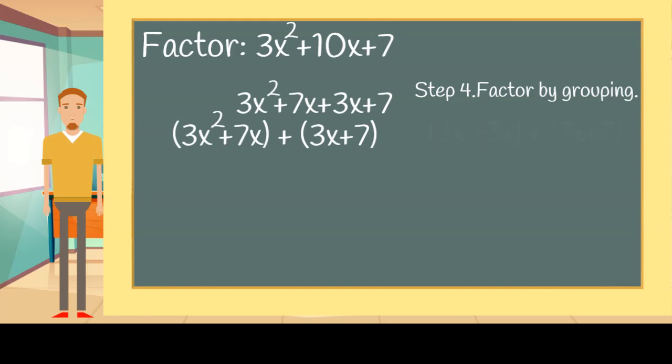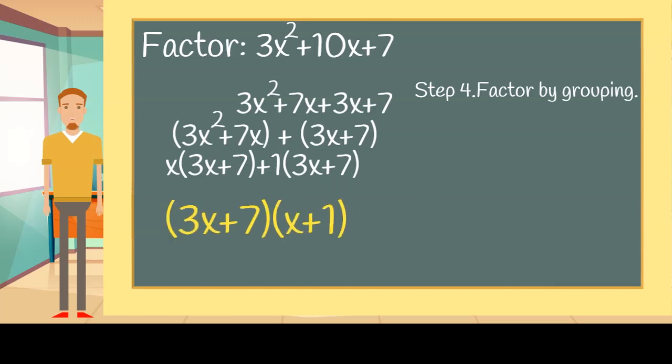If you selected 3x squared plus 7x, as the first group, and 3x plus 7 as the second group, the GCF of the first group is x, for the second group the GCF is 1. The common binomial factor is 3x plus 7. Factoring it out, will result to 3x plus 7, times x plus 1.